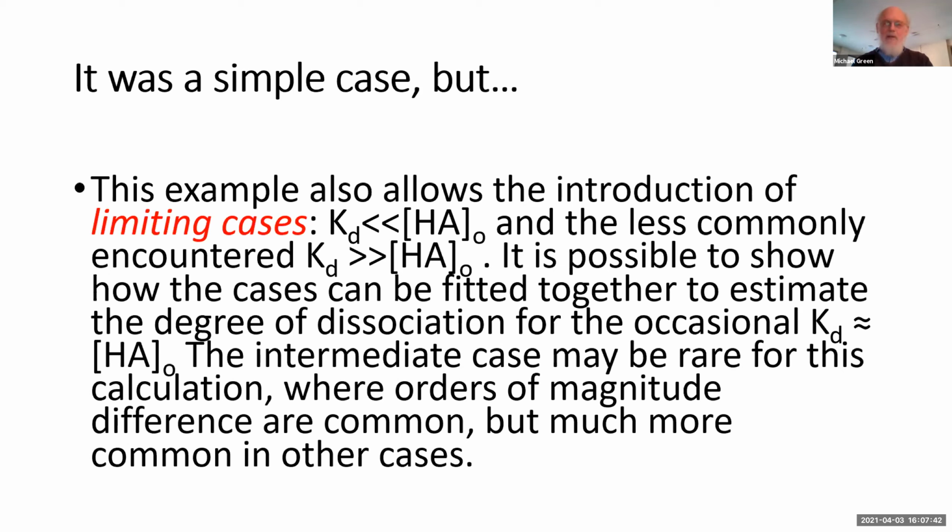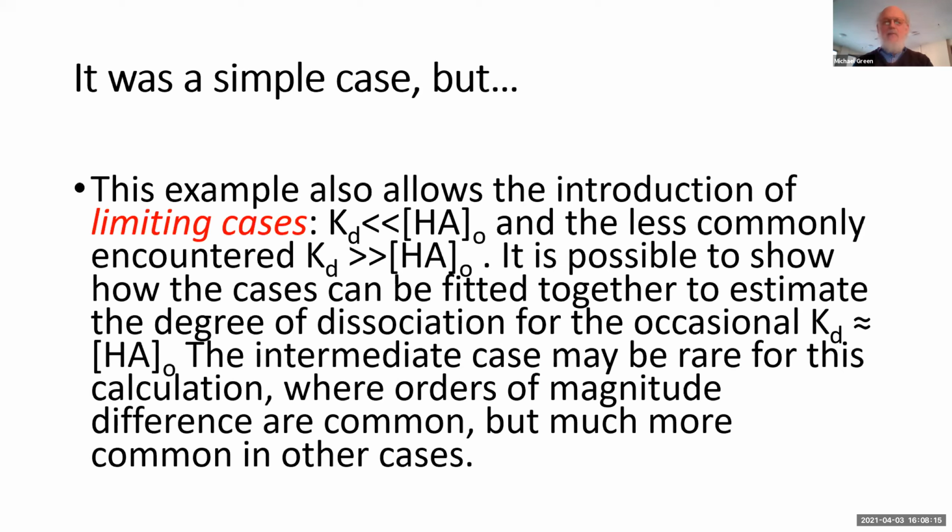But it could be the other way around, and you know that the limiting case has to be 100%. You cannot get more than 100% of the acid. So you can even fit them together, and in the occasional case where the dissociation and the amount added are approximately equal, you could almost fit it on a graph and solve that way. For this particular calculation, that's a very unusual case, but it happens in many other cases.